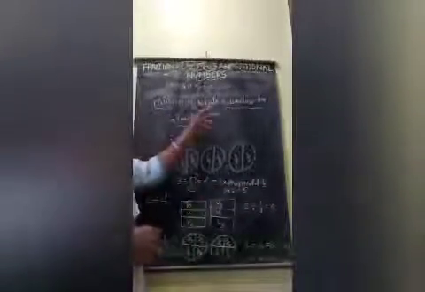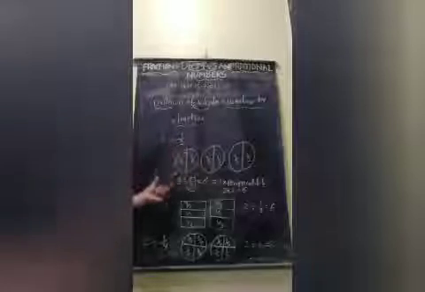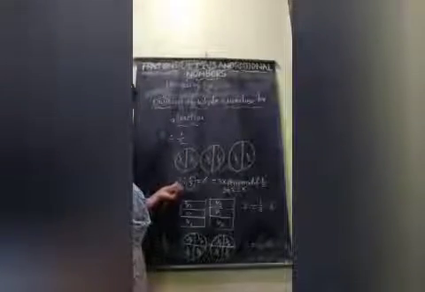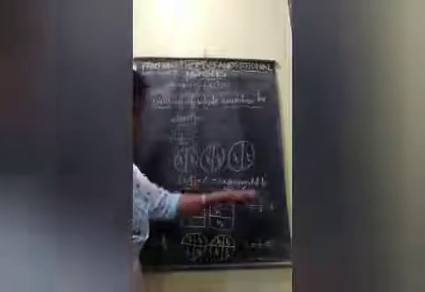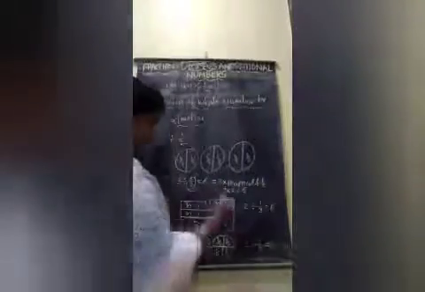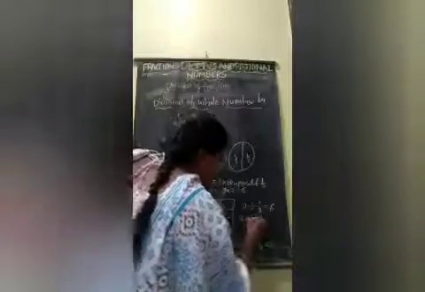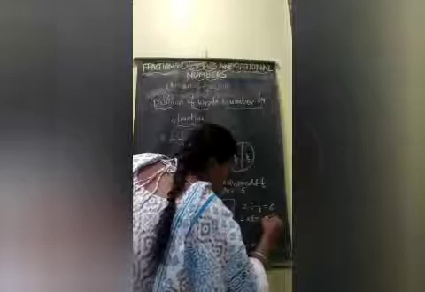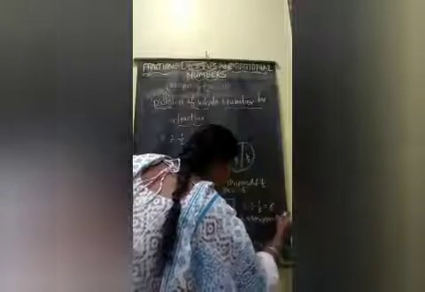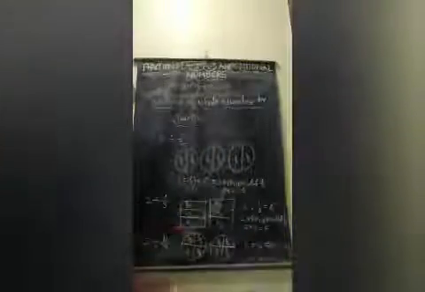To divide a whole number by a fraction, this is equal to the product of the whole number and the reciprocal of this fraction. Okay, this is equal to 2 multiplied by the reciprocal of 1 by 3. That is equal to 2 multiplied by 3. That is equal to 6.